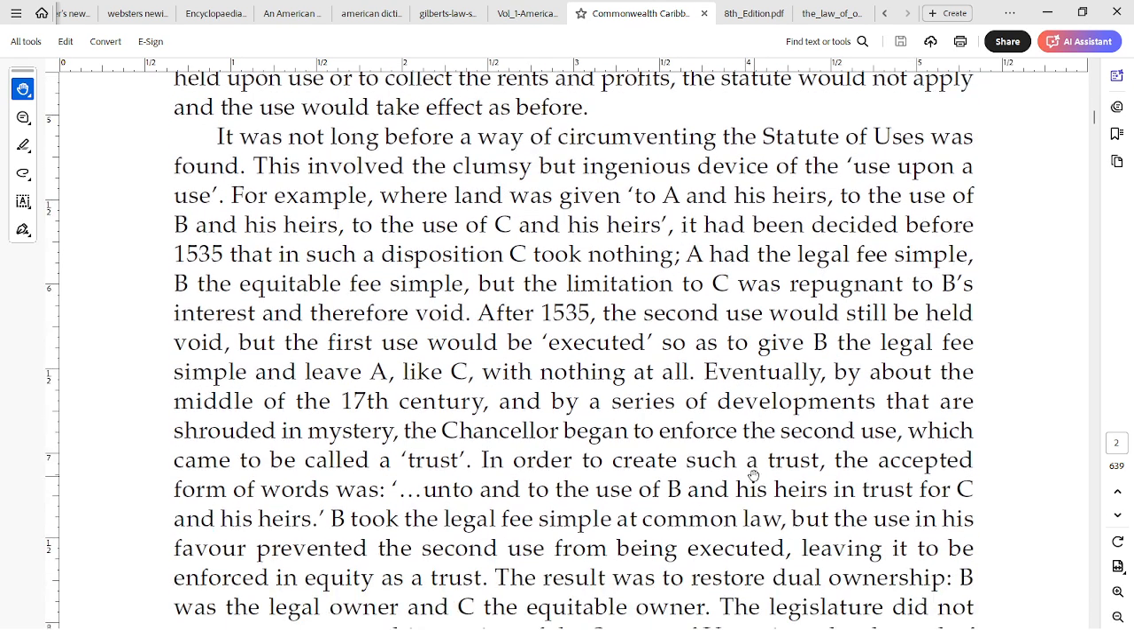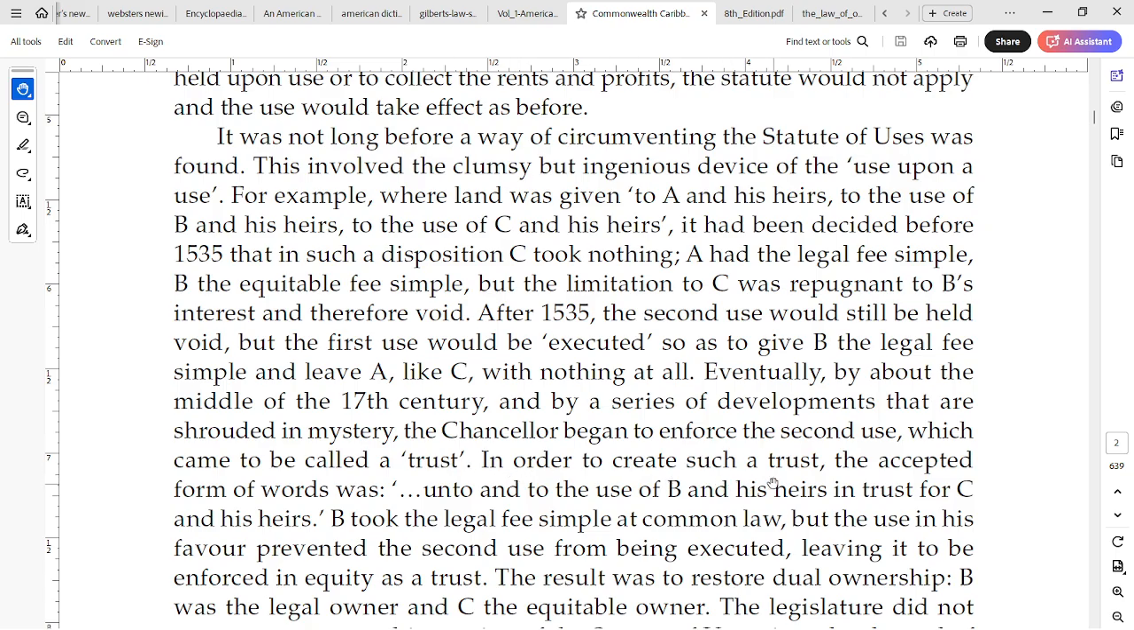All right? So the second use would still be held void at common law. Eventually, by about the middle of the 17th century, and by a series of developments that are shrouded in mystery, the Chancellor began to enforce the second use, which came to be called a trust. So there's another read on my channel, Trust and Trustees, where it mentions a case called Tyrrell's case that brought about the Chancellor recognizing the equitable interest that created the trust. You all can check that out on my channel.